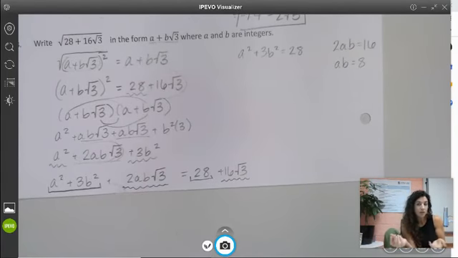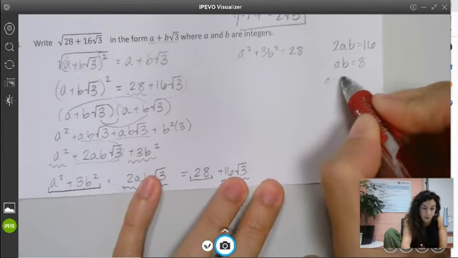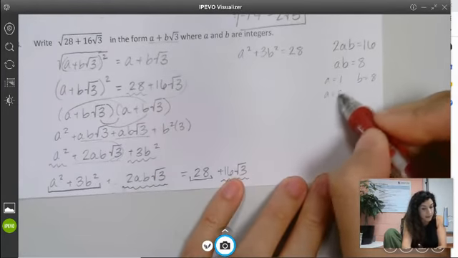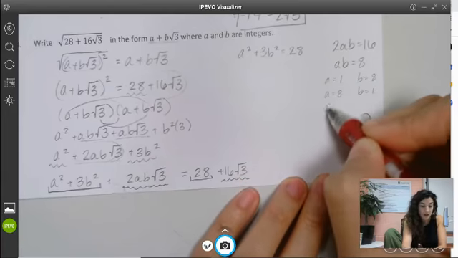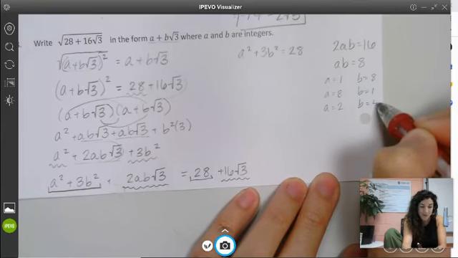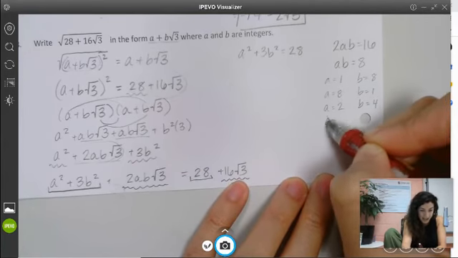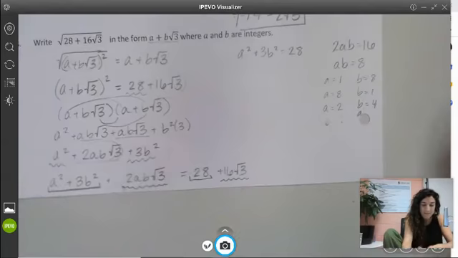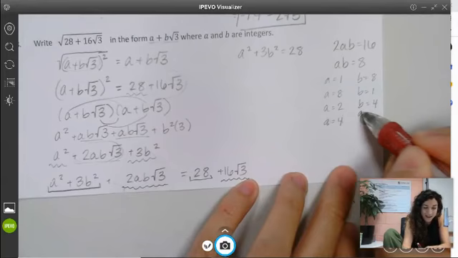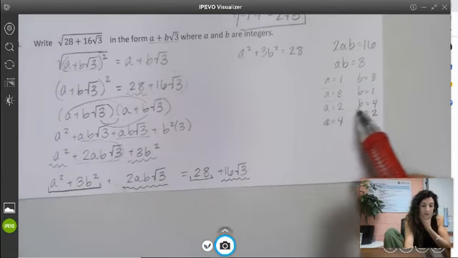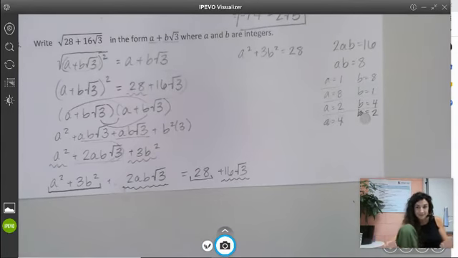And since a and b are integers, we actually only have a couple options for two numbers that multiply to 8. A could be 1 and b could be 8, or a could be 8 and b could be 1. We could also have a be 2 and b be 4, or a equals 4 and b equals 2. So those are our options for pairing these guys up.